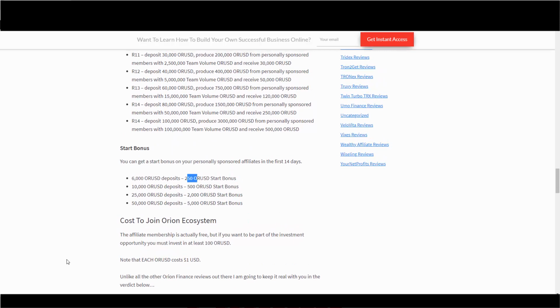So the cost to join is actually free to be an affiliate, but if you want to be part of the investment opportunity, you got to drop at least 100 ORUSD. And again, just want to let you guys know that each ORUSD is worth one real US dollar because it's internally traded, right? So it's not publicly traded.